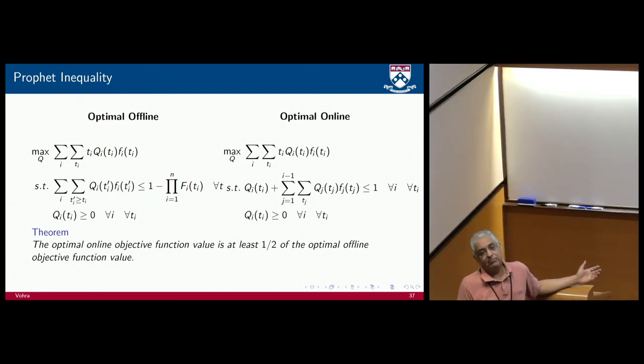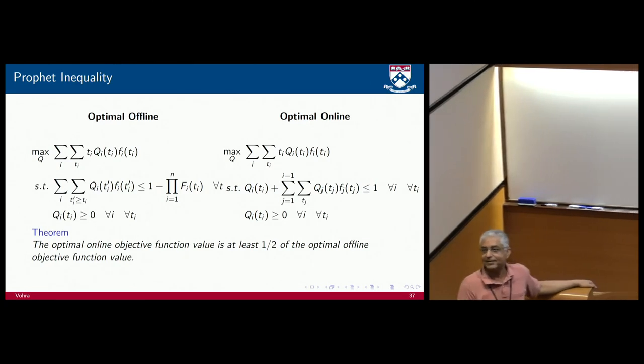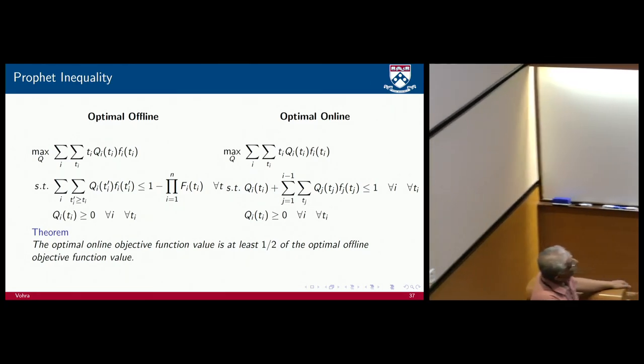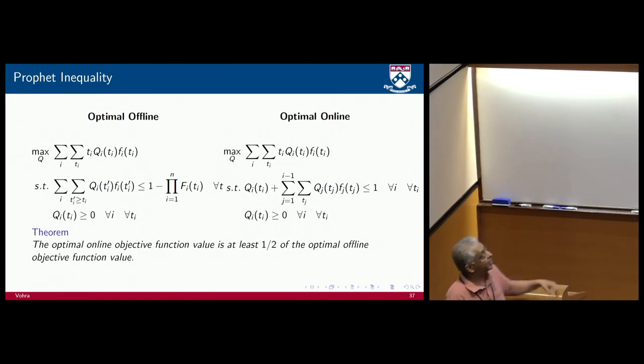How do I know it's monotone? Well, the answer is we know that the allocation rule has to be monotone. Okay. Over here is the online problem, where I have to inspect the boxes one at a time and then decide whether to stop. So maximize total value subject to the constraints for the online problem.